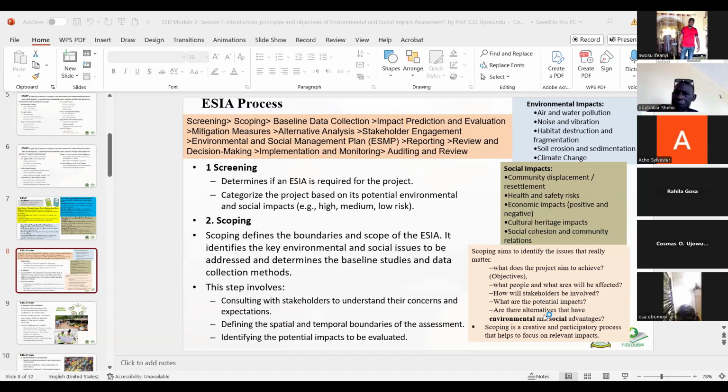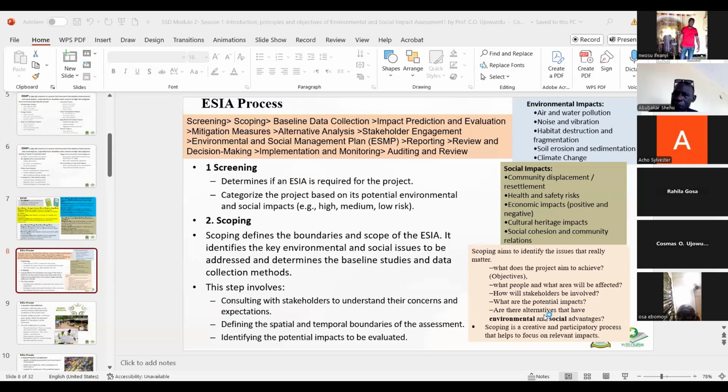What does the project aim to achieve? Why are you doing this project? What is the objective of the project? Those are the issues that really matter. What people and what areas will be affected? Now you're not talking about the spatial and temporal boundaries. What are the boundaries of this project? How far will the project go? How will stakeholders be involved? It also has to do with the temporal boundaries. What are the potential impacts?